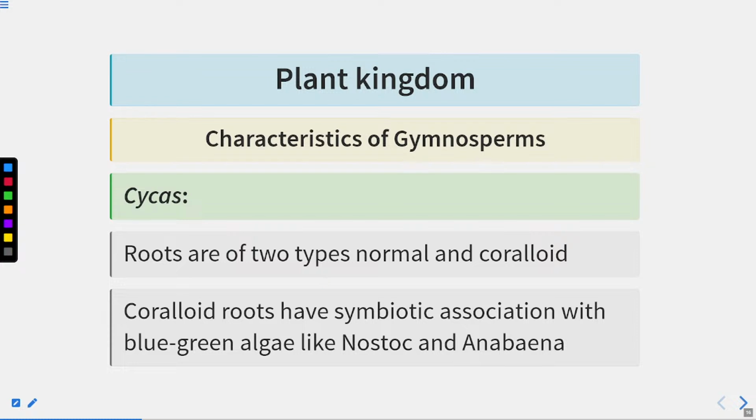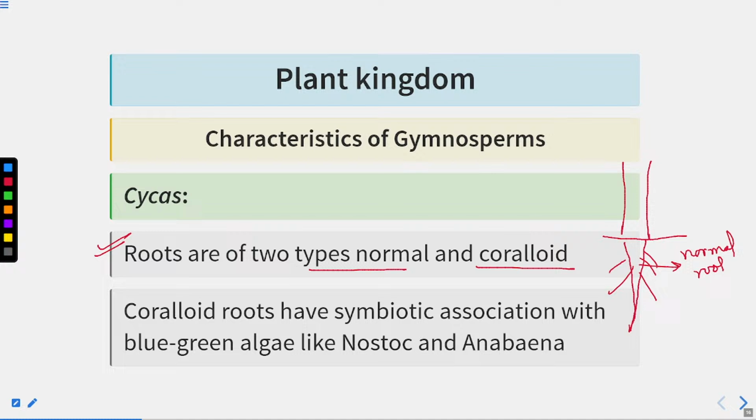Roots are of two types, normal and coralloid. Very, very important point, right? They have two types of roots. So if we draw again, this is the stem part and they have the main root. This is the ground like this. So this is the main root, that is the normal root. And along this normal root, they have coralloid roots as well.